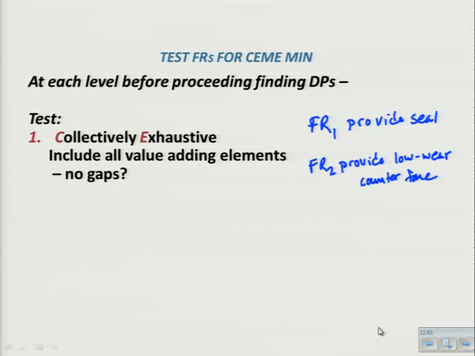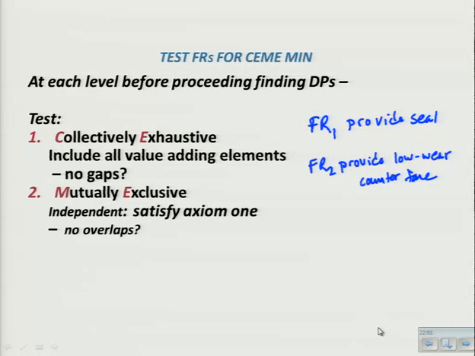So then the question is, is that collectively exhaustive? Is there anything else that the shaft needs to do? So low wear counterface, provide the seal. All right, so let's see, FR1, it won't leak. FR2, it's not going to wear out. Does that satisfy your customer needs? Or it won't wear out any more quickly than it has to.